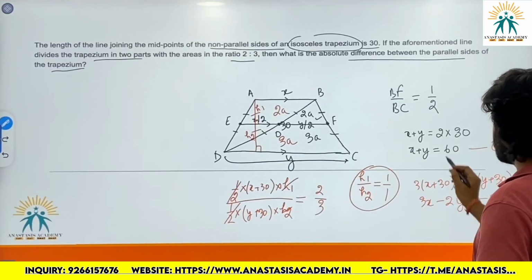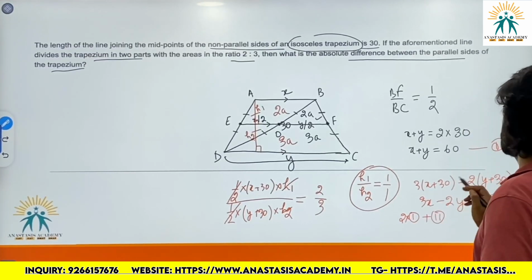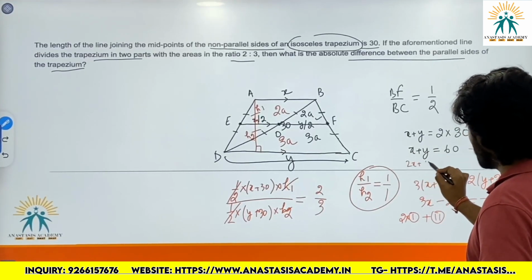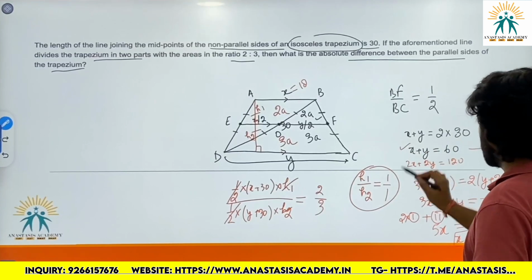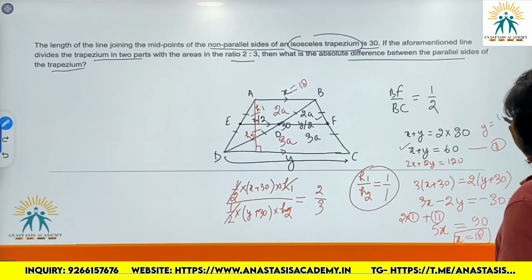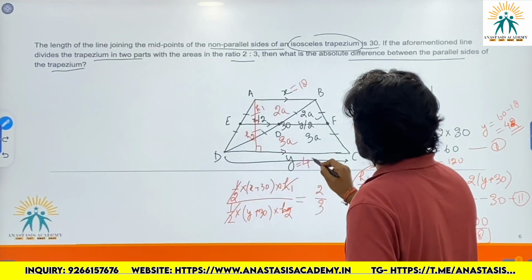So multiply the first by 2 and then add these two equations. So it becomes 2x plus 2y is equal to 120, and I'm adding these two equations. I get 5x, since minus 2y plus 2y get cancelled, and it becomes 120 minus 30, that is 90. So I get x as 18. So the length of x is 18 units. Now put this value of x in any one of the equations. So I'm putting it here. X is 18. I get y is equal to 60 minus 18, and that is equal to 42. So the length of y is 42.